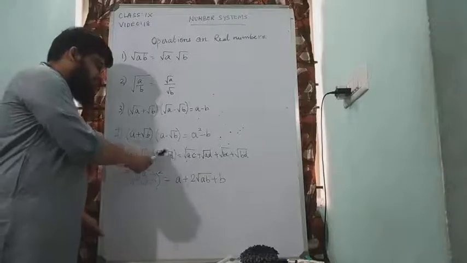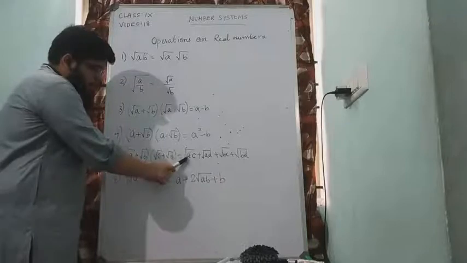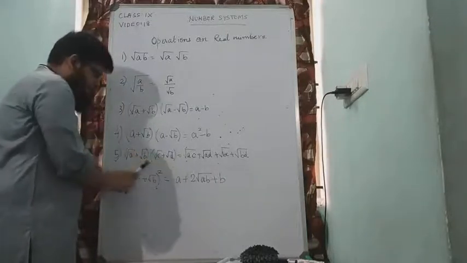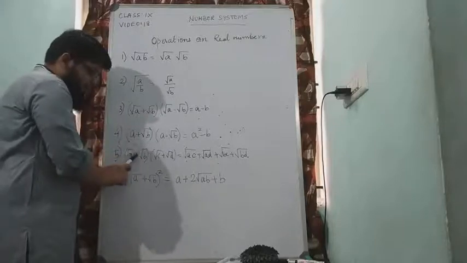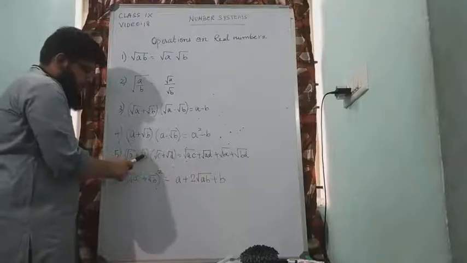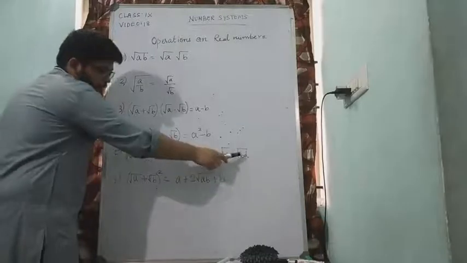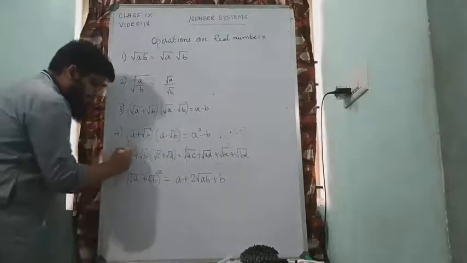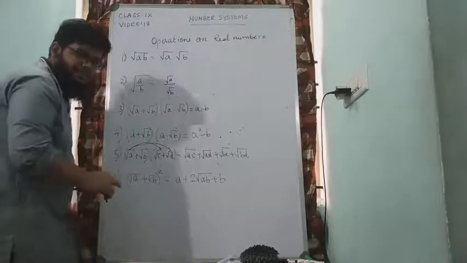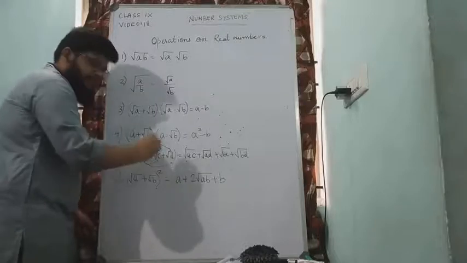Then (root a plus root b) into (root c plus root d) is: you will multiply a and c first. Root a into root c is root ac, then a you will multiply with d. Root a into root d will be root ad, then you will multiply the second term with this one. Root b into root c will be root bc, then root b into root d will be root bd. That means root a with root c first, then root a with root d. We have done this kind of problems last year as well. Then b with c, again b with d.